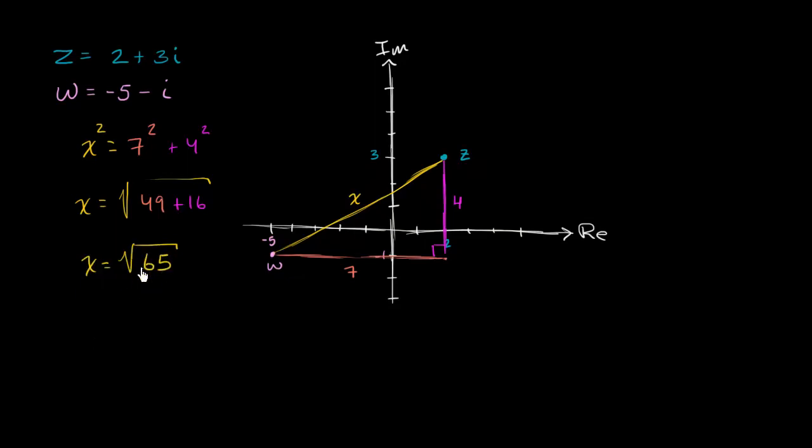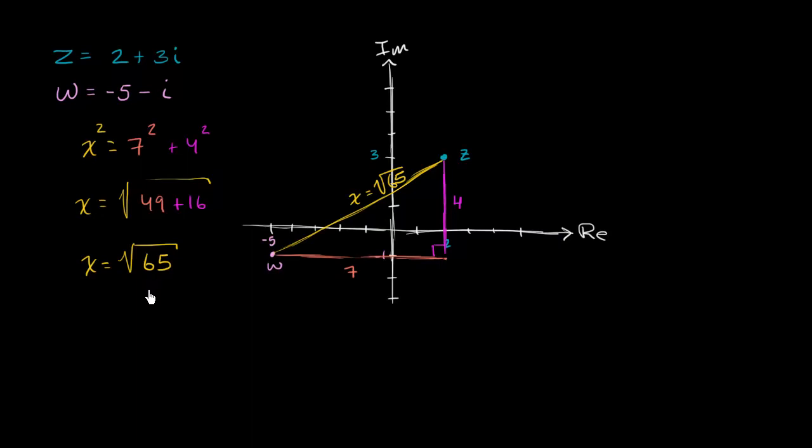And let's see, 65, you can't factor this. There are no factors that are perfect squares here. This is just 13 times 5, so we can just leave it like that. x is equal to the square root of 65. So the distance in the complex plane between these two complex numbers is the square root of 65, which is, I guess, a little bit over 8.